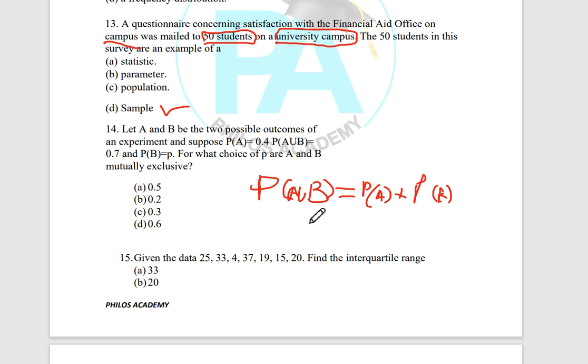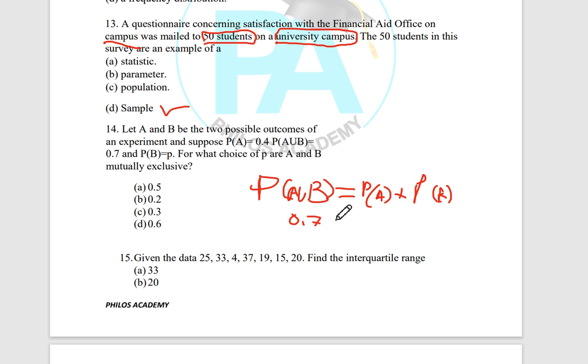Okay. Now, let's substitute so that we get our answer. Probability of A is what? It is 0.4. Probability of A union B is 0.7. So let's substitute this in place of 0.7.